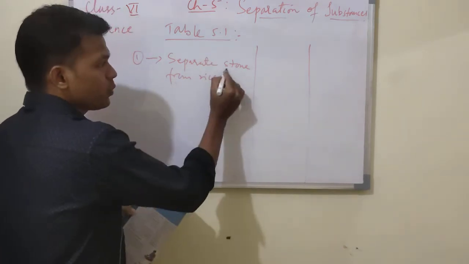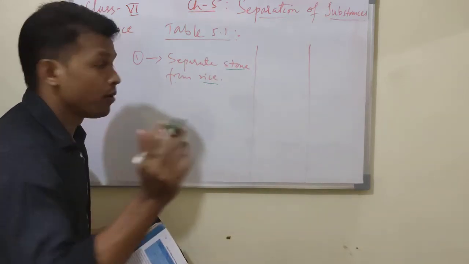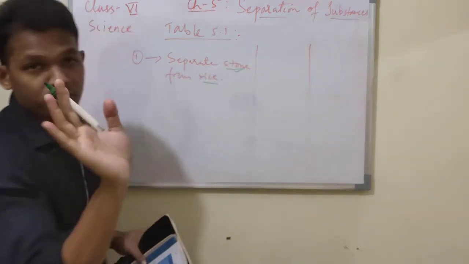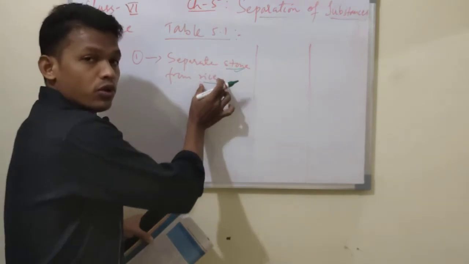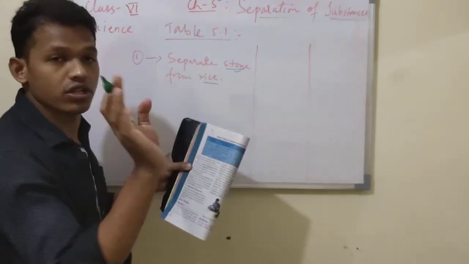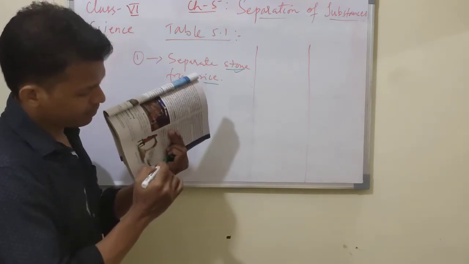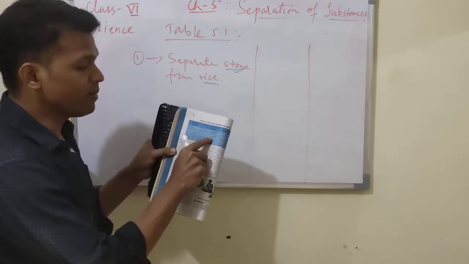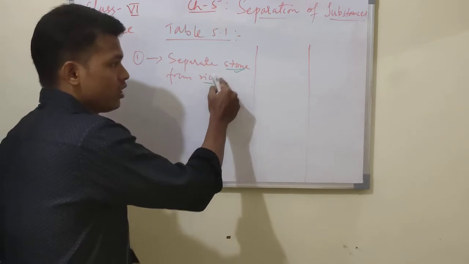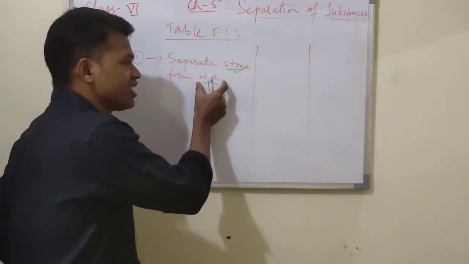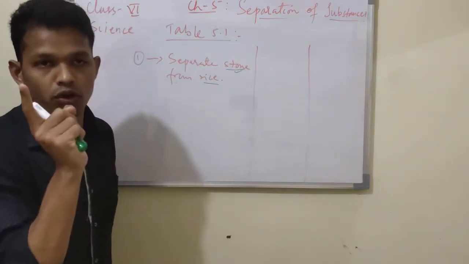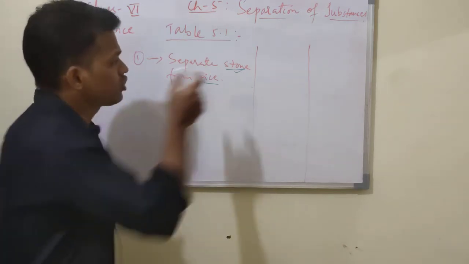Here both are useful? This stone and rice are useful? No, here stone is not useful. Rice is useful. So the first option A is not matching. Second one, to remove non-useful components. Here rice is useful. Stone is non-useful. This is non-useful, we know.